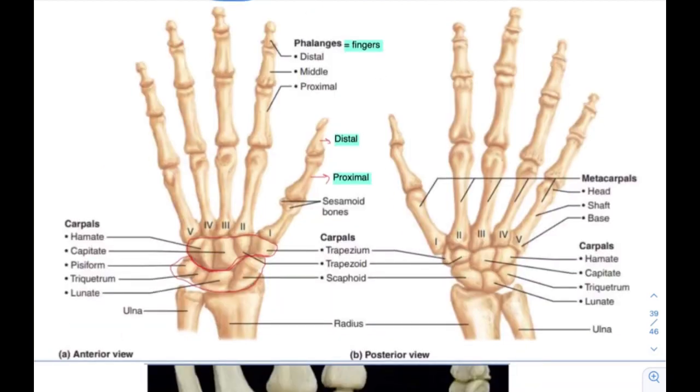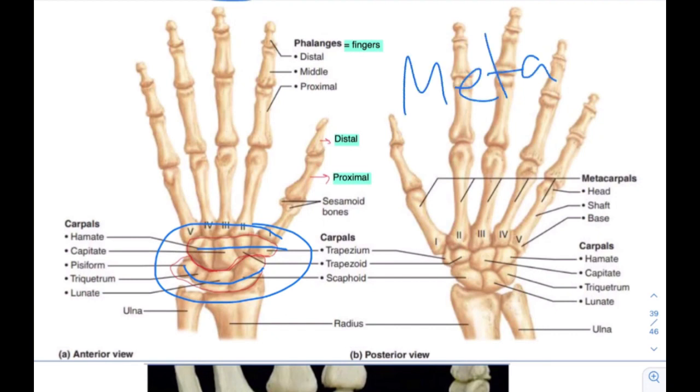Okay, let's talk about bones of the hand. We have the carpals, which are the bones of the wrist. They consist of 8 bones. There's a proximal row here and a distal row here. After the carpals, we have the metacarpals. Meta means beyond, so beyond the carpals are the metacarpals. We have the first metacarpal, the second, the third, the fourth, and the fifth. And then we have phalanges. In the thumb, there's only proximal and distal. And in the other fingers, we have proximal, middle, and distal.